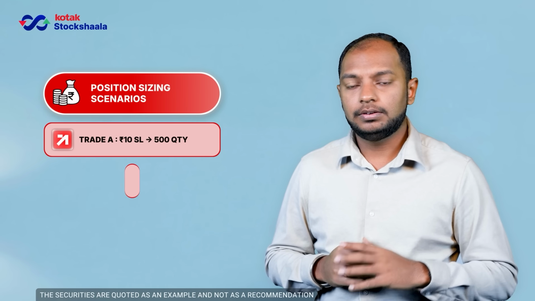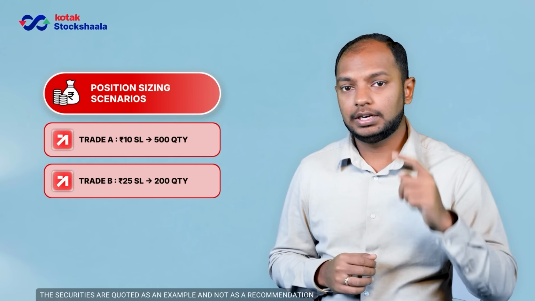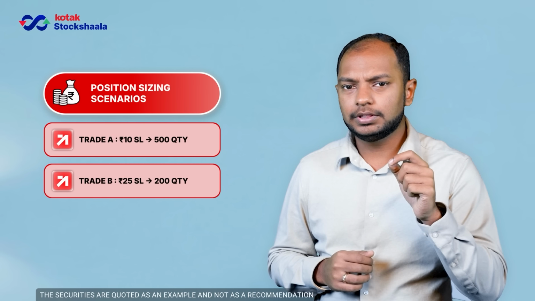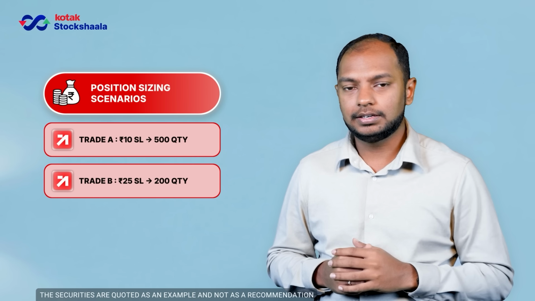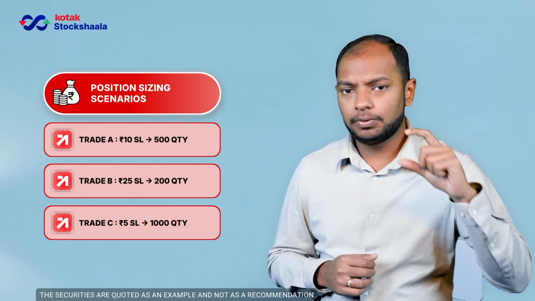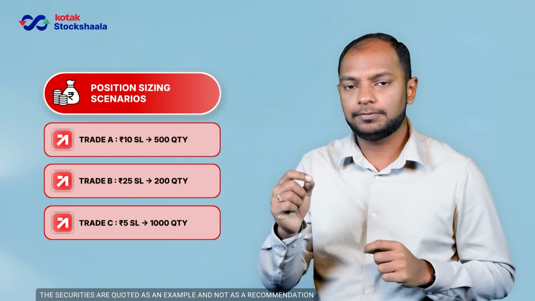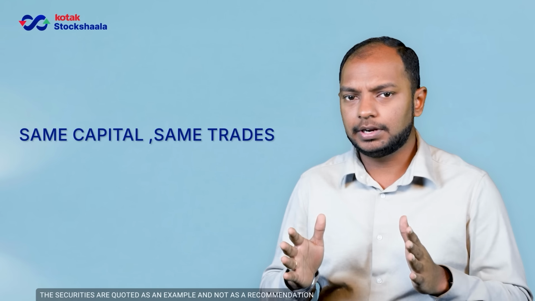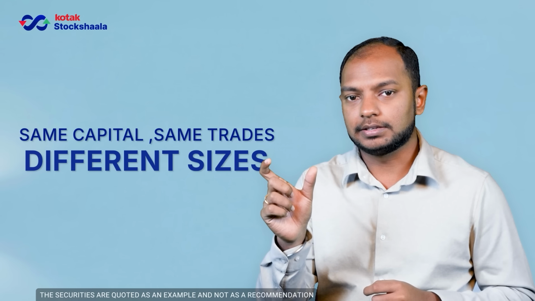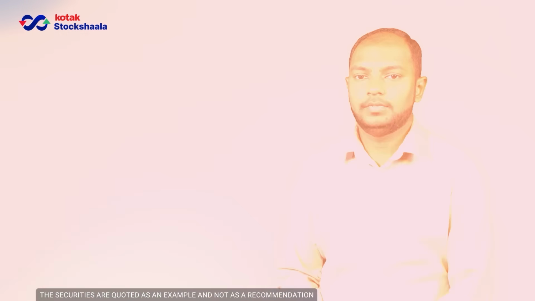The second scenario, let's take it as 25 rupees. So that is going to be 5,000 divided by 25. Let me know in the comments below what is going to be the number for this one. And finally, the third one, let's say the stop loss is only 5 rupees. So in this case, it's going to be 5,000 divided by 5, that is going to be 1,000 shares. So the same capital, same trade, but different position sizing. Here is a quick reminder. Your stop loss decides your quantity, not your mood.